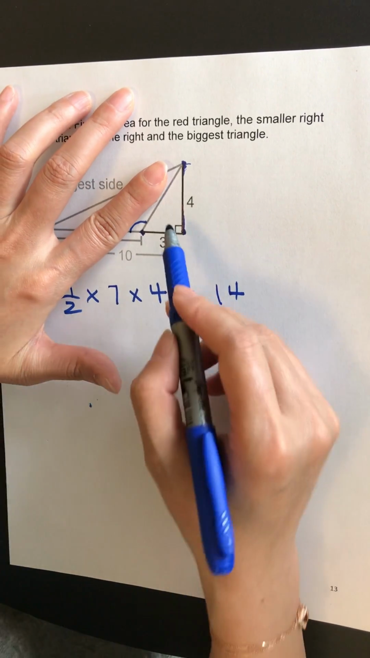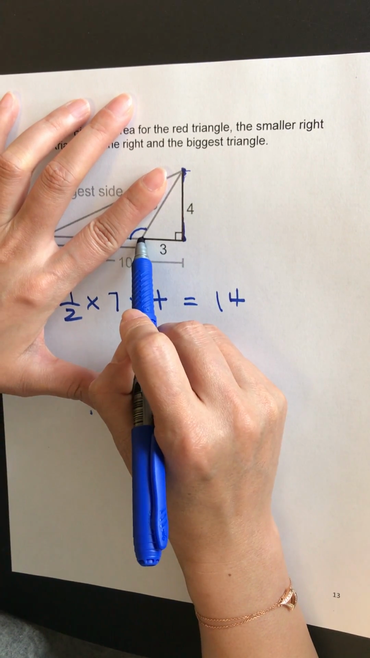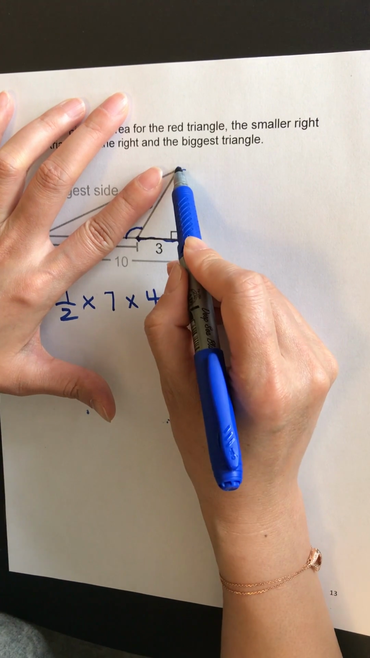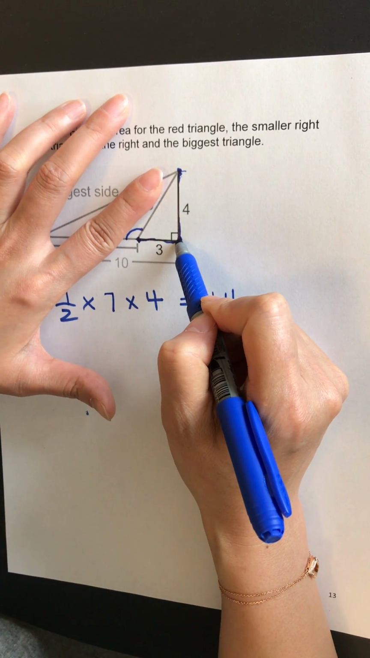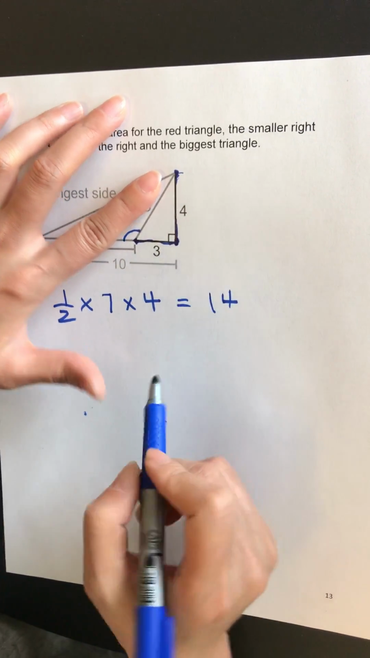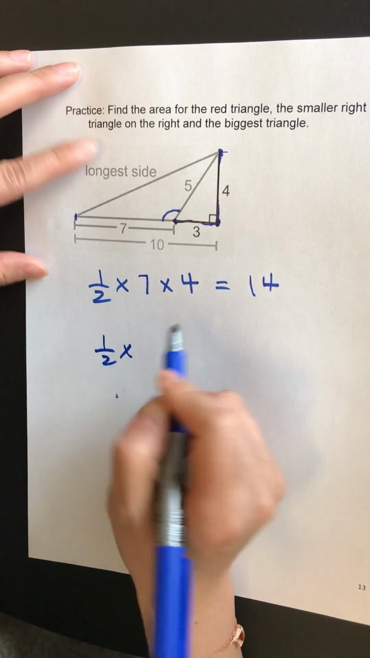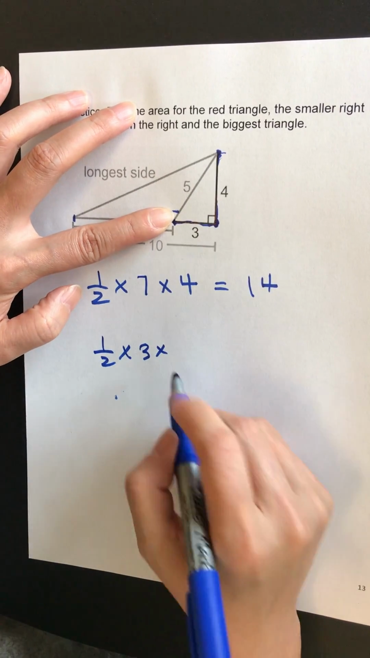Let's do the same for the smaller triangle. The smaller triangle is a right angle. You have a base of 3 and you have the other end coming to the base in a perpendicular way. So that's the definition for the height. So the area would be 1/2 multiply the base multiply the corresponding height.